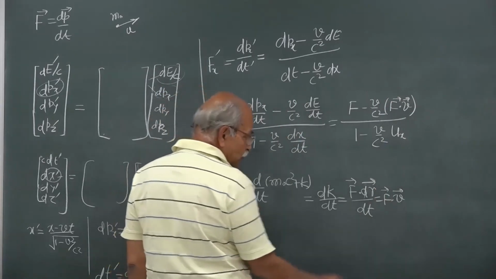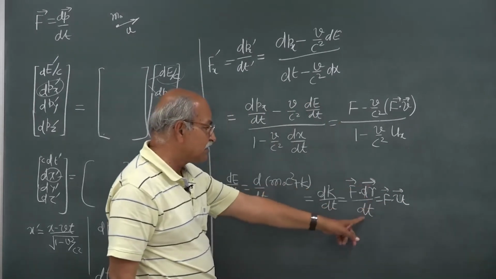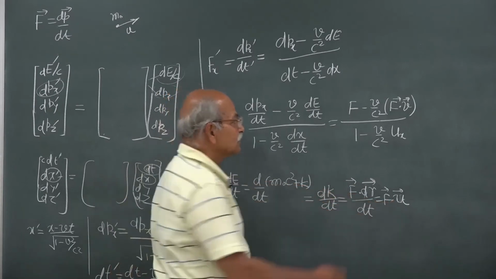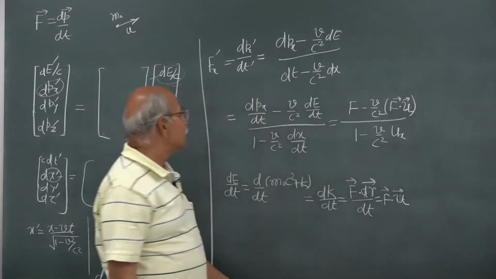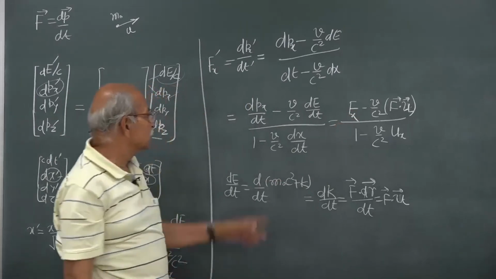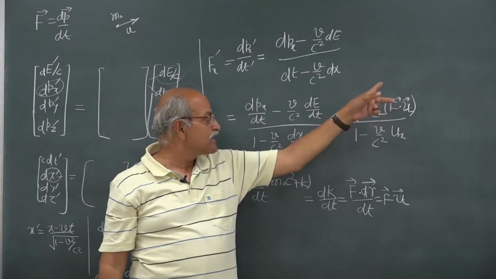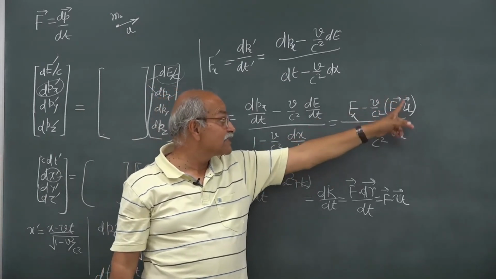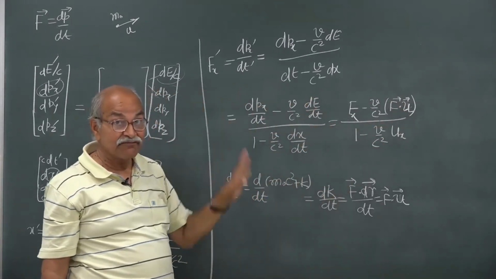F dot u, because dr by dt is the velocity of the particle as seen from S frame. So that is this u vector. So this is f dot u. So that is the transformation between fx prime and fx. It is not only fx coming in, it is fx, fy, fz, everything coming in, and then the particle velocity is also coming in. So that is how the x component will transform.